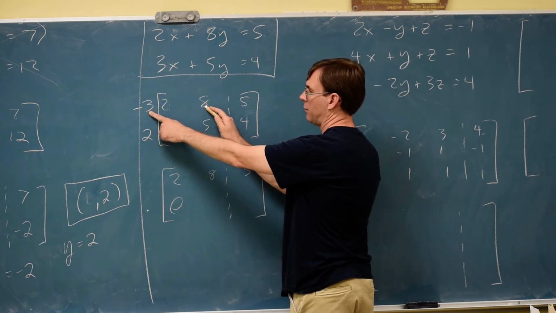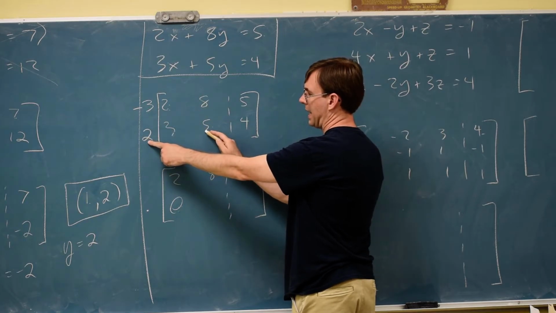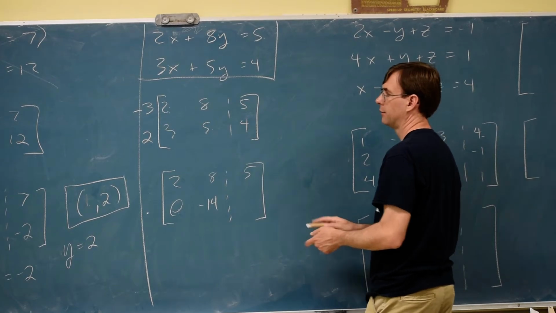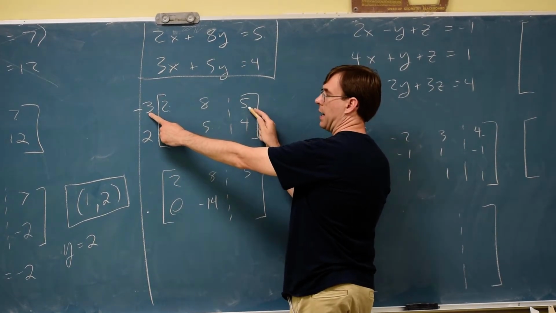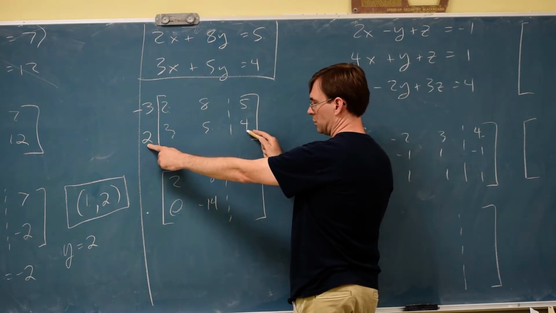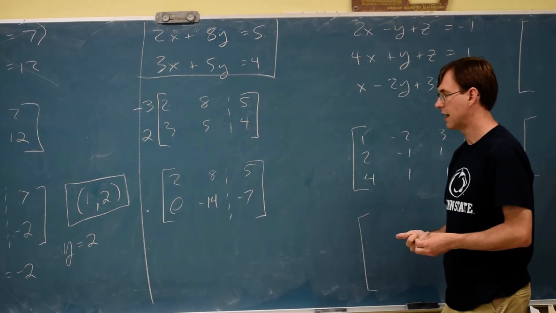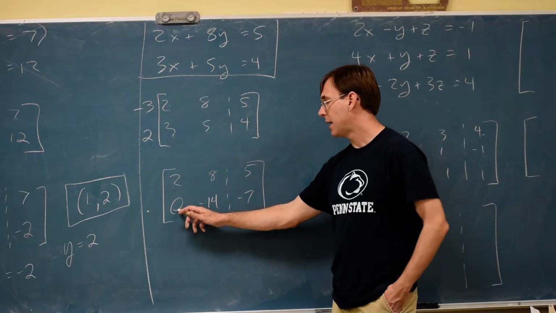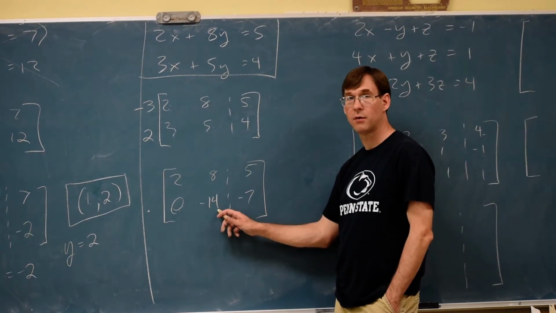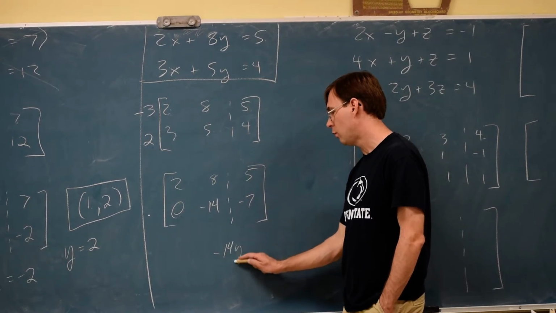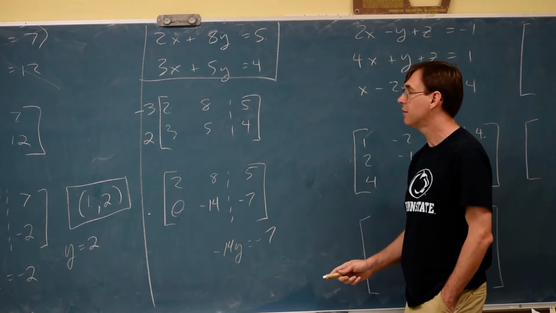Multiply is -24. Multiply is 10, I add them together, that's -14. These multiply to -15, these multiply to 8, adding together is -7. Now that I've eliminated an x, I can get the y from this problem. If you need to write out -14y equals -7, feel free.